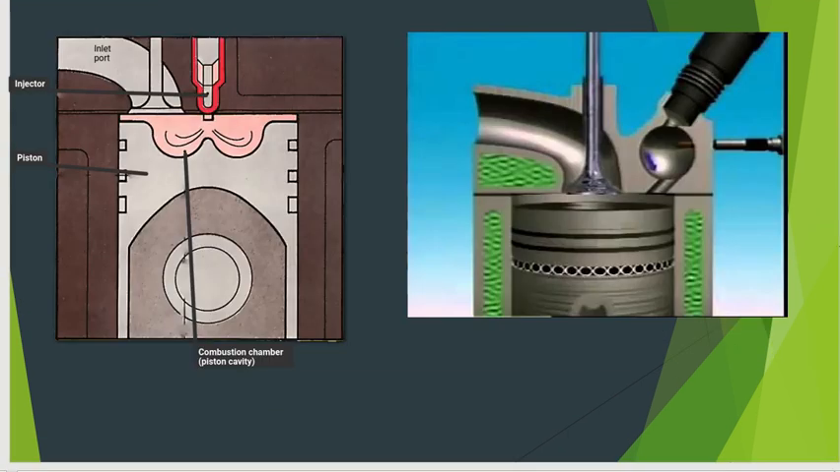I'm looking at my screen, you're looking at your screen. The image on the left is the open combustion chamber with the scooped out piston, and the image on the right is the pre-combustion. I think that spherical cavity there is the separate chamber for combustion to initially take place in.